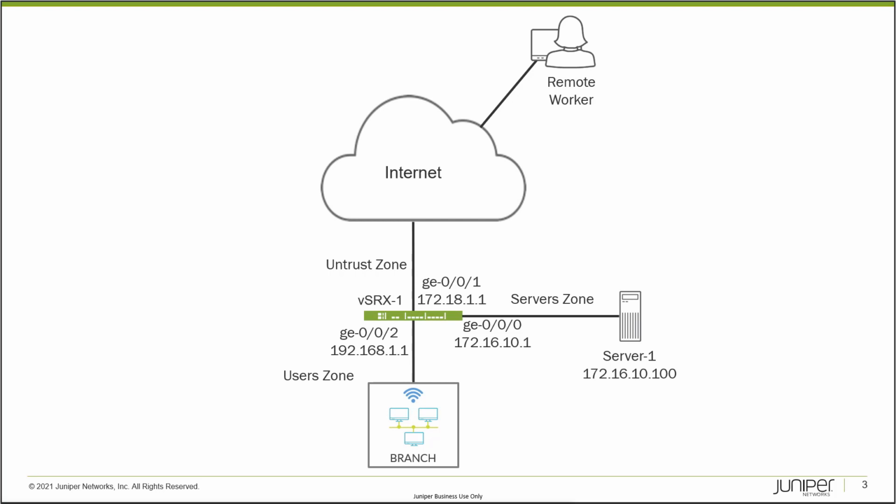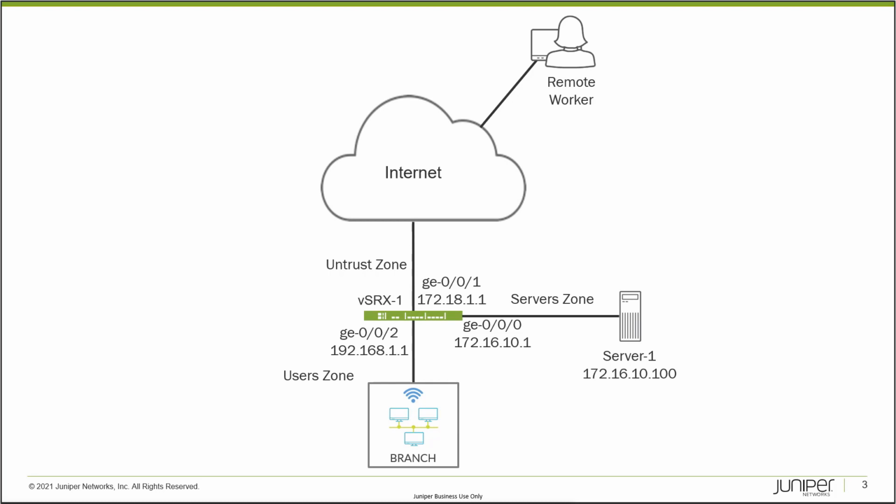And then one last thing to talk about in the server zone is the interface ge-0/0/0 has an IP address of 172.16.10.1. We will be source netting traffic from the remote worker that is using the Juniper Secure Connect application to that IP address, so server 1 knows how to get back to that remote worker. And that might seem a little strange, so I'll explain that as we go, so don't worry too much about that right now if it seems a little weird.